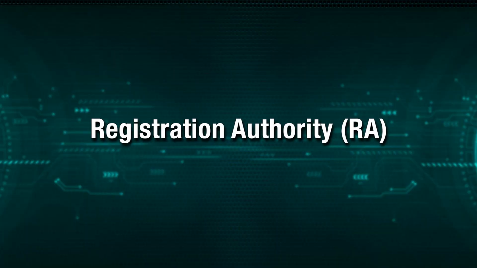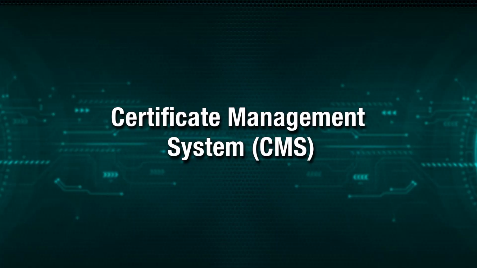Registration Authority or RA. The CA may use a third-party registration authority, or RA, to perform the necessary checks on the person or company requesting the certificate to confirm their identity. The RA may appear to the client as a CA, but they do not actually sign the certificate that is issued.